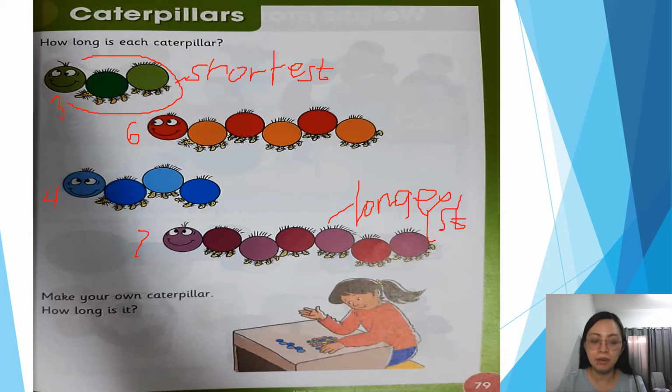Now, if you want to make your own caterpillar, you can use some colored paper. Make 1 or 2 caterpillars and tell me how long it is. You can show me your caterpillars if you want. You can make it longer or you can make it shorter.